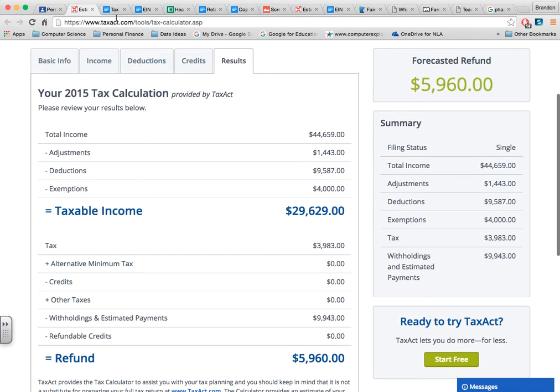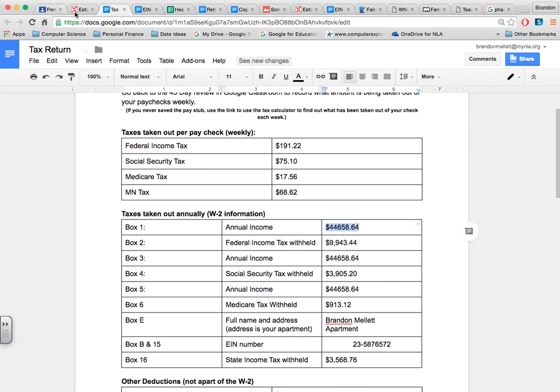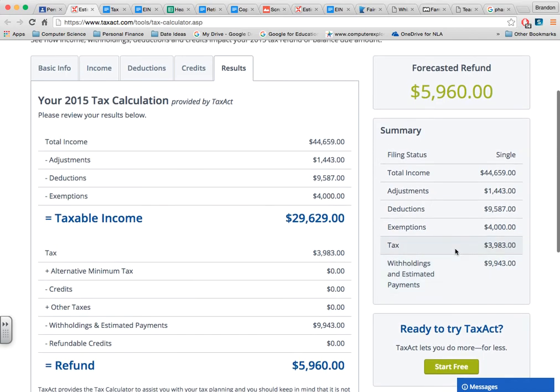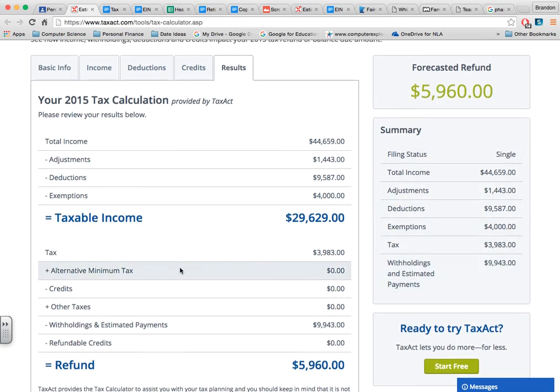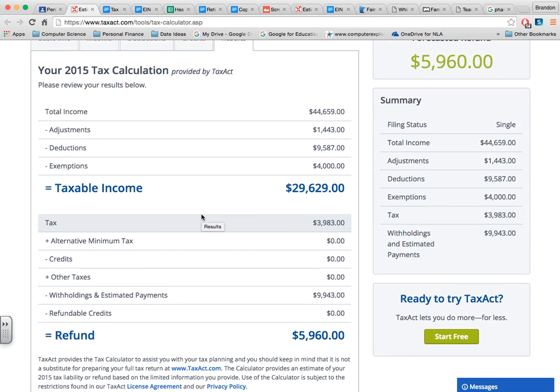So what do you turn in? You're going to turn in this tax return that you filled out, and you're also going to take screenshots of the results showing me your summary, the refund or what you owe, and the calculation for all of this. So please make sure you take the proper screenshots for all of this.